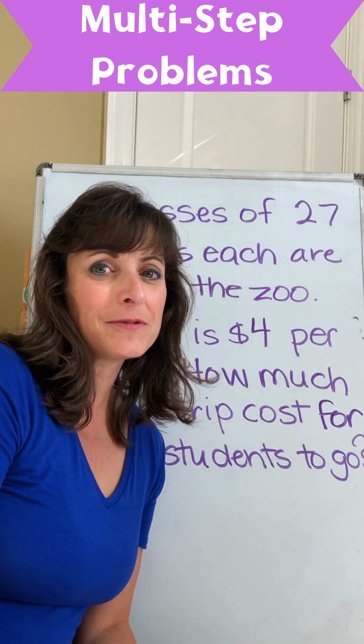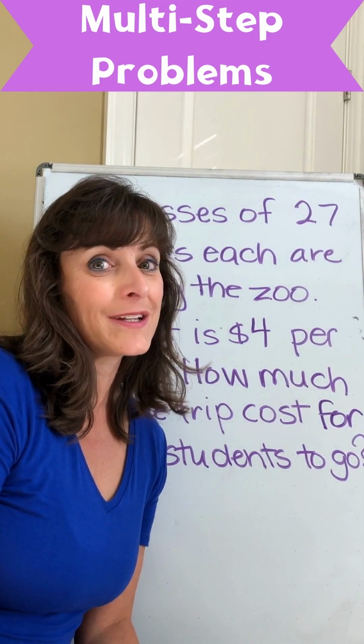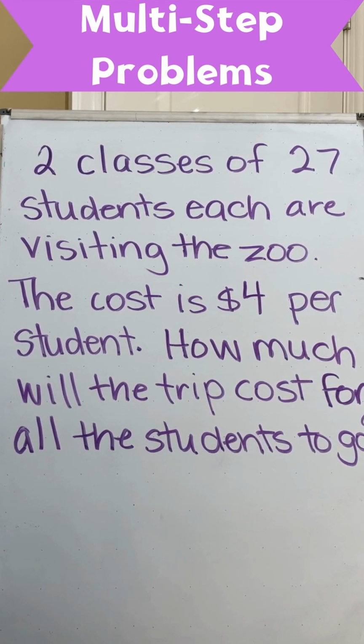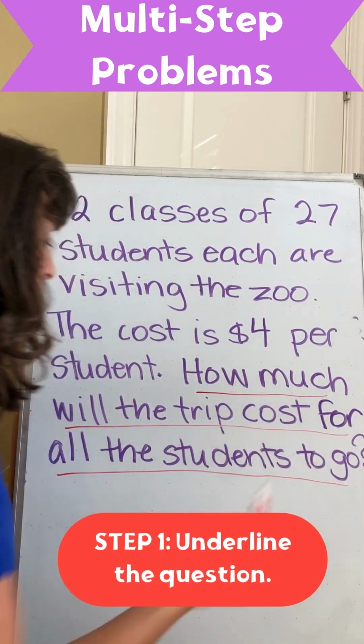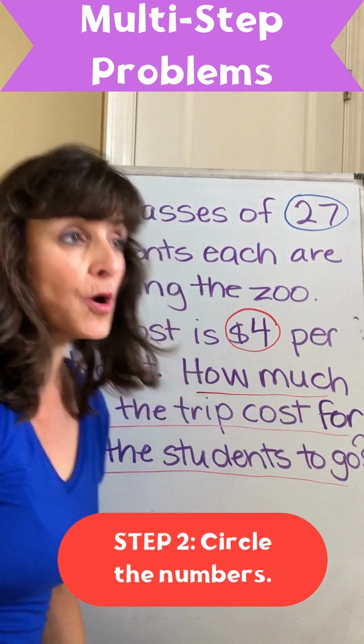Sometimes when you're doing word problems, they require more than one step. 2 classes of 27 students each are visiting the zoo. The cost is $4 per student. How much will the trip cost for all the students to go? Circle all of the numbers that I see in the problem.